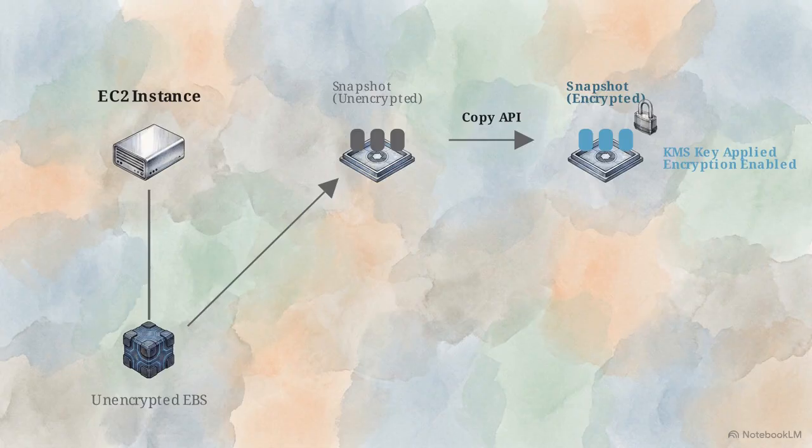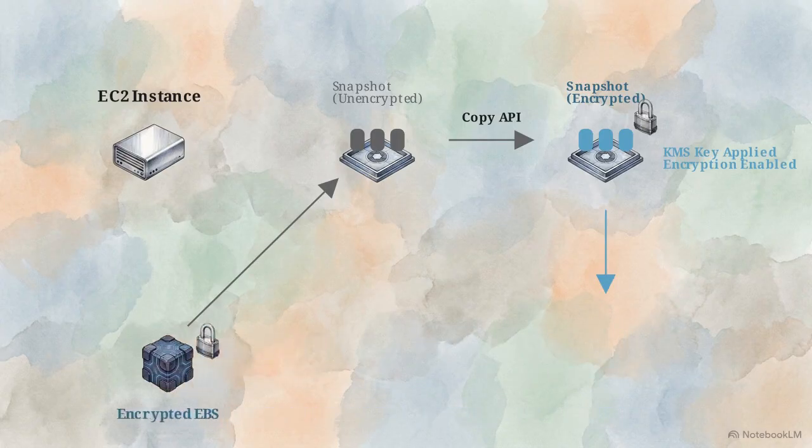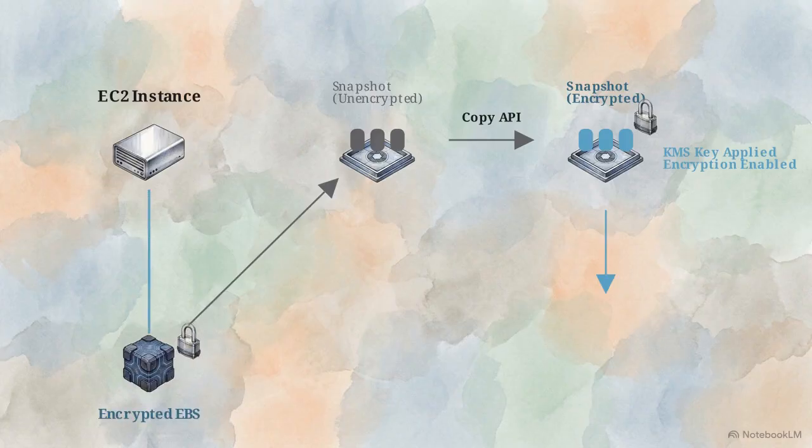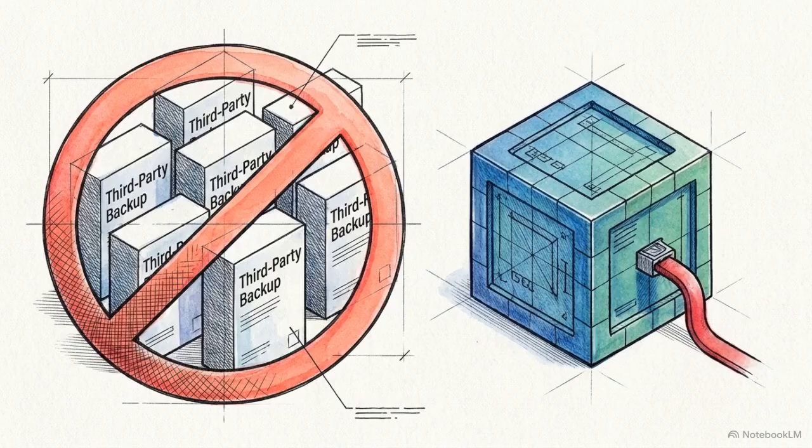Third, you restore a brand new EBS volume from this locked snapshot. Because the source is locked, the resulting volume automatically inherits that encrypted state. Finally, this secured volume is attached to the EC2 instance, replacing the vulnerable drive entirely. While it requires several steps, this specific sequence guarantees a clean transition to encrypted storage without the risk of data corruption or the need for third-party backup software.